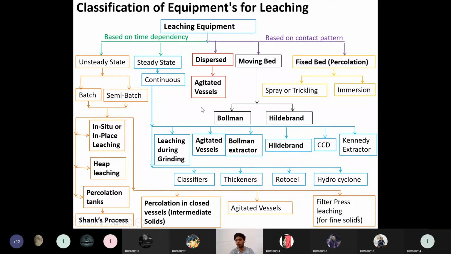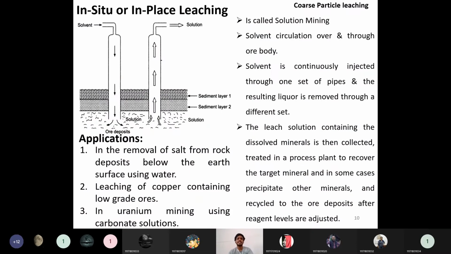All these in bold are for your syllabus: dispersed, moving bed, fixed bed percolation, agitated vessel, Boltzmann, Hildebrand, then leaching during grinding, then percolation in closed vessels for intermediate particle solids, then the Shanks process, percolation tanks in open vessels, then heap leaching and in situ leaching. All of these are according to your syllabus and also from your old question papers. Then the first one we will see is in situ leaching. In situ leaching and heap leaching are for coarse particle leaching operations, so big lumps will be leached out here.